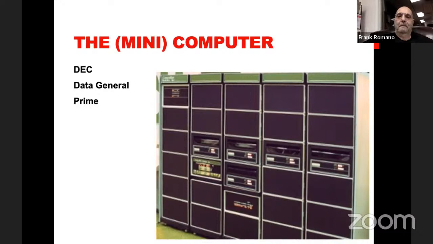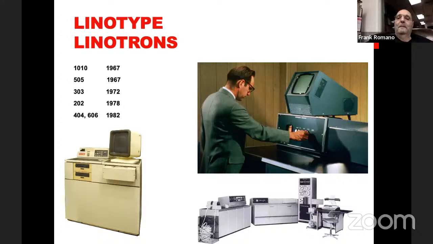So Linotype got into the Linotrons. The one from England began as the 505. The big one that they sold to the government printing office was the 1010. Then the 505 came from England. Then they did the 303, the 202, the 404, the 606. Eventually they ran out of numbers like that and they stopped. But the one on the left there is the 202, which was the most popular of all.